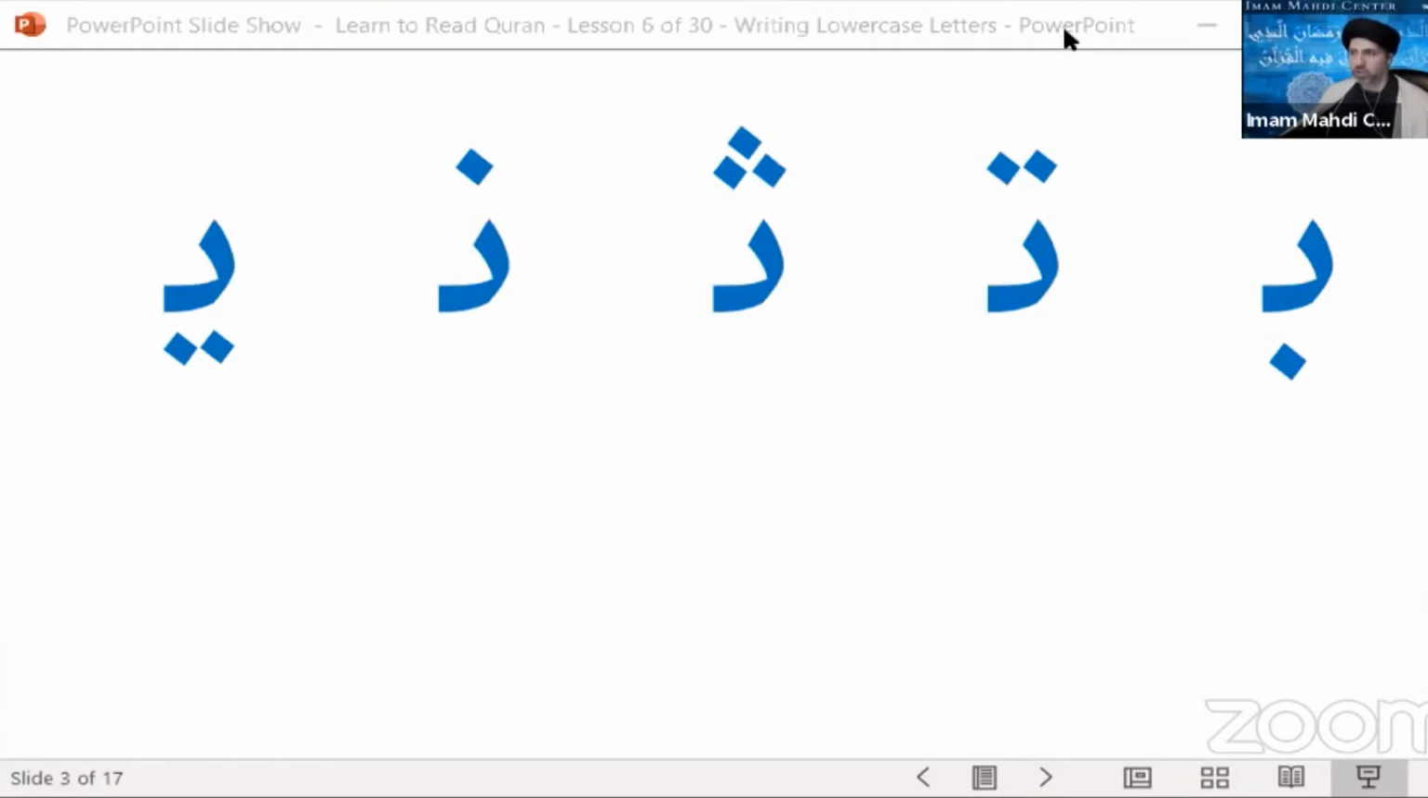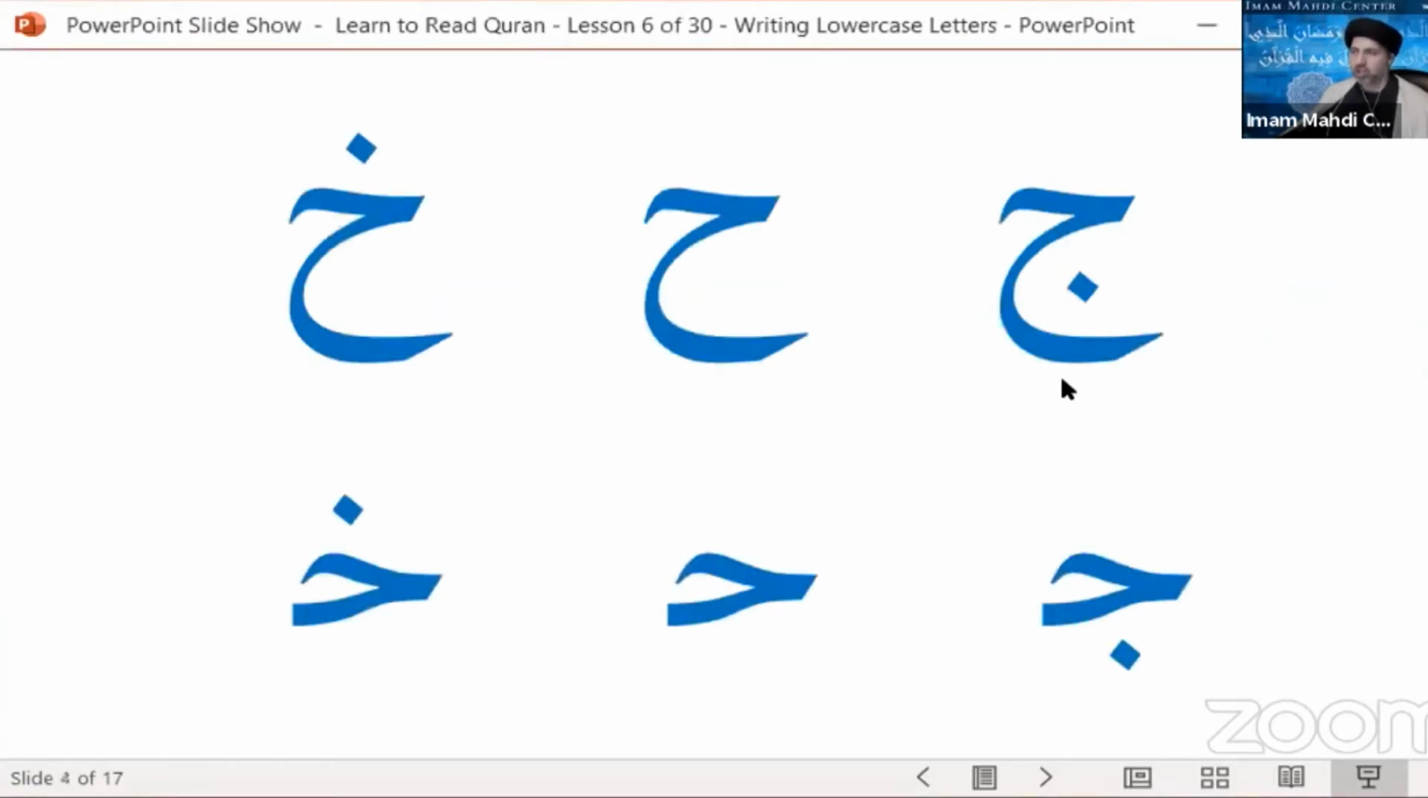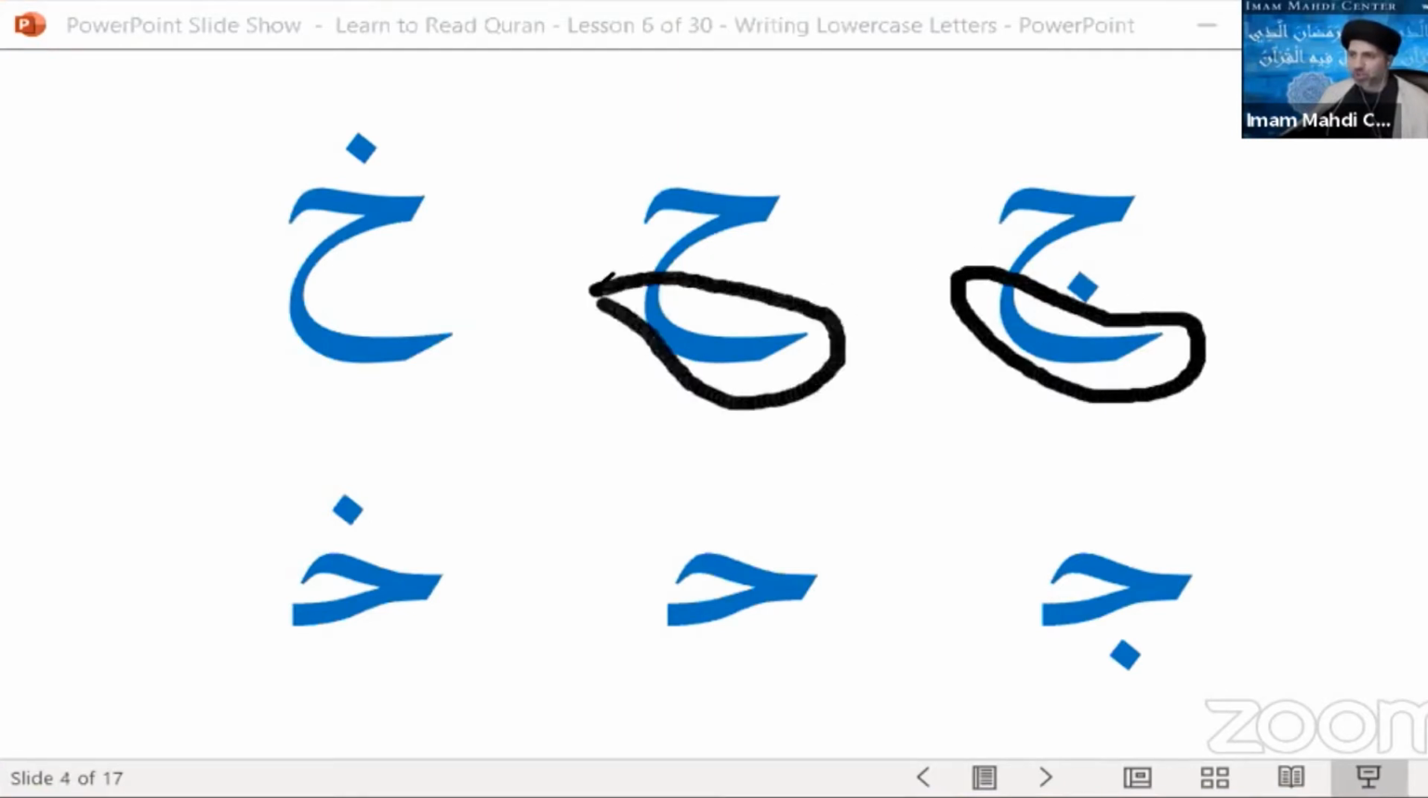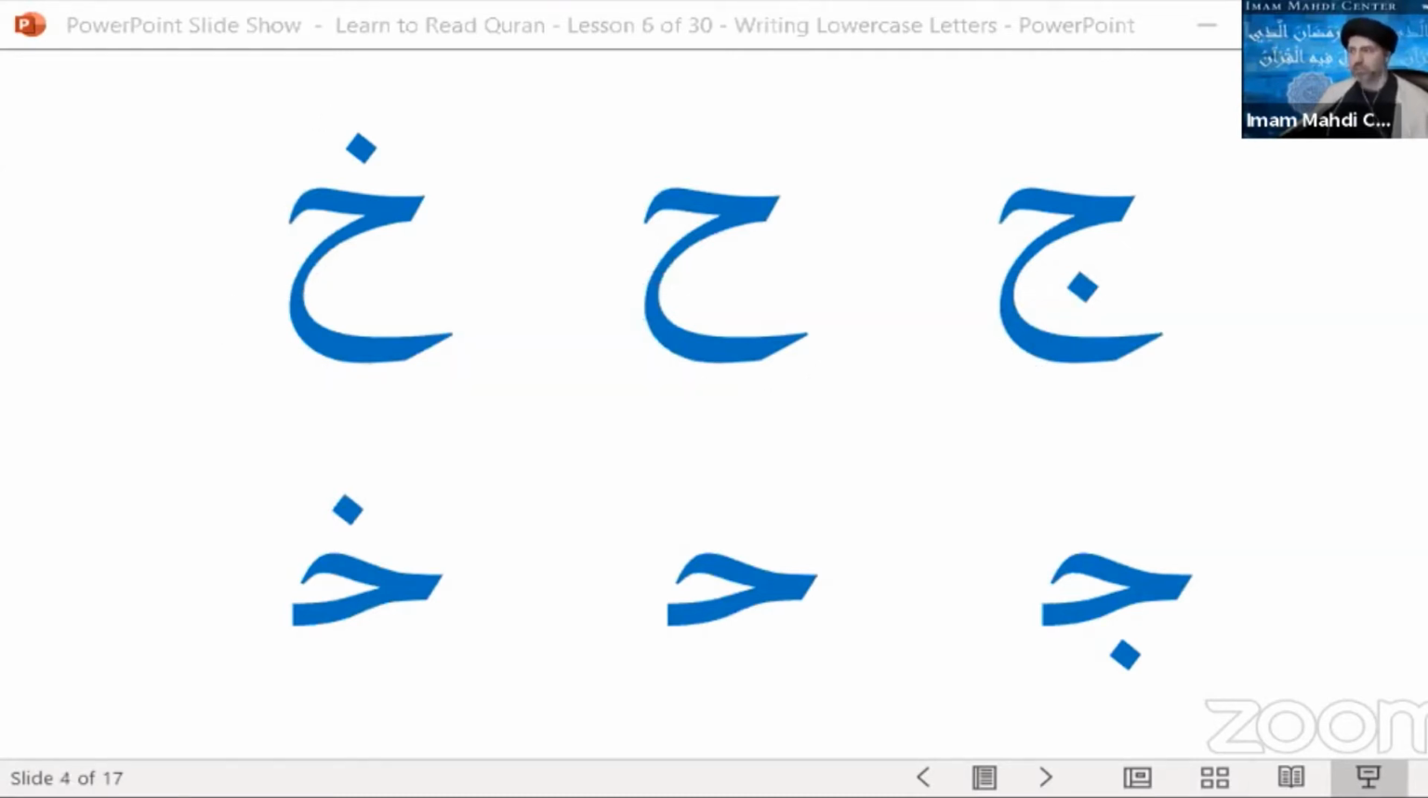Now we're going to go to the next group. This is the jim, ha, and kha. As you notice, the way that we make the lowercase of these forms is that we drop this tail portion of the letter on each one, and we keep the top portions. Remember, we drop the tails and we keep the tops.